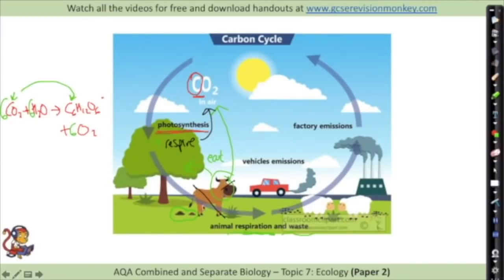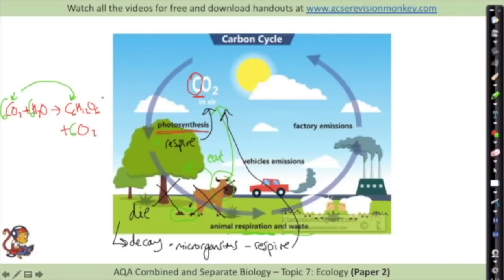When the animals and the plants die, the carbon that is in these organisms will be recycled through the process of decay. Microorganisms are mainly responsible for decay. So the microorganisms will feed on the dead plants and animals, and they will also respire. It's not just the larger animals and plants that you think of as respiring, but also these microorganisms are respiring, and therefore they are also releasing CO2 back into the atmosphere.